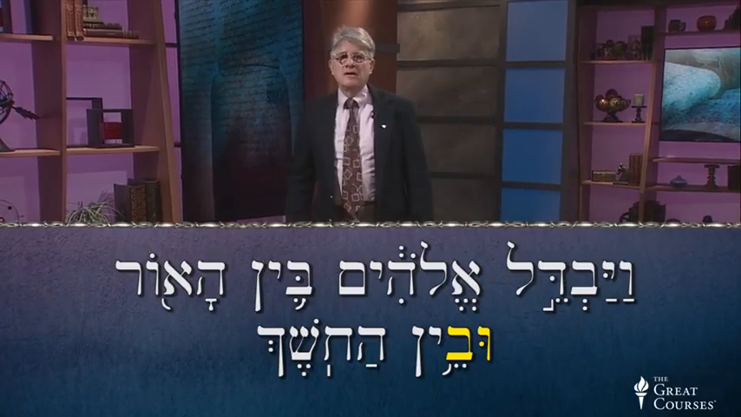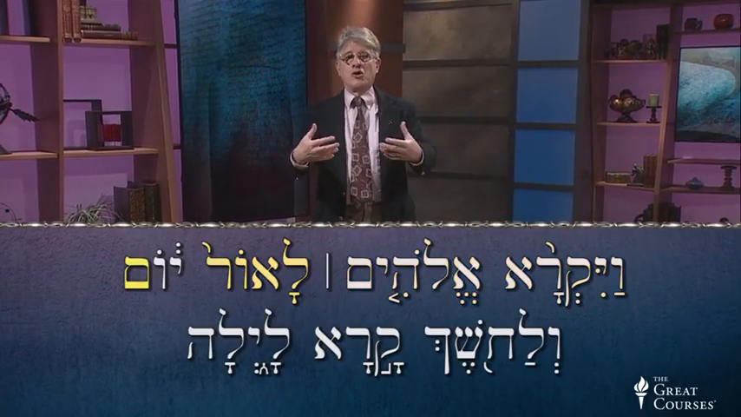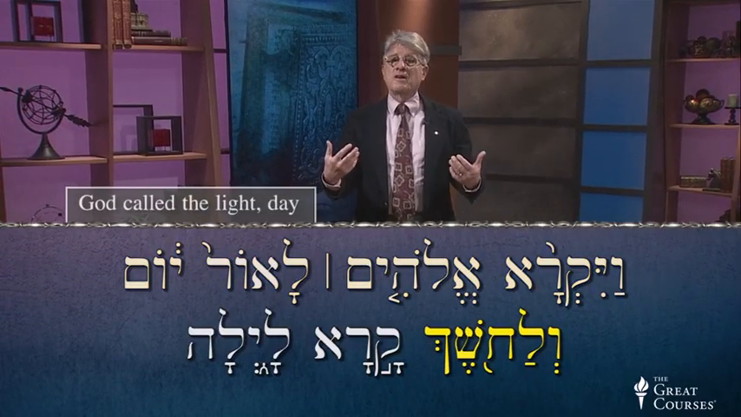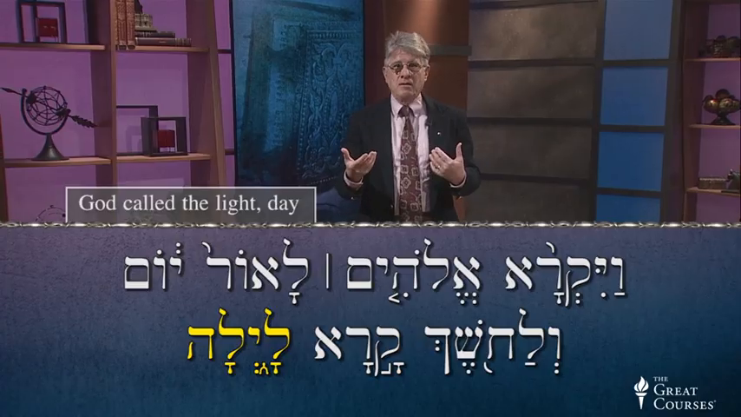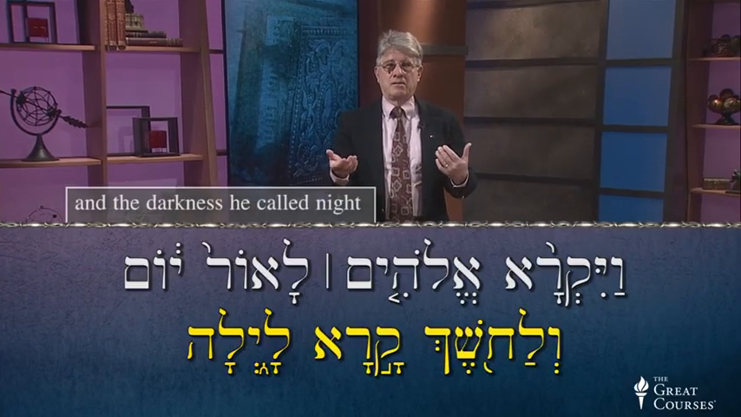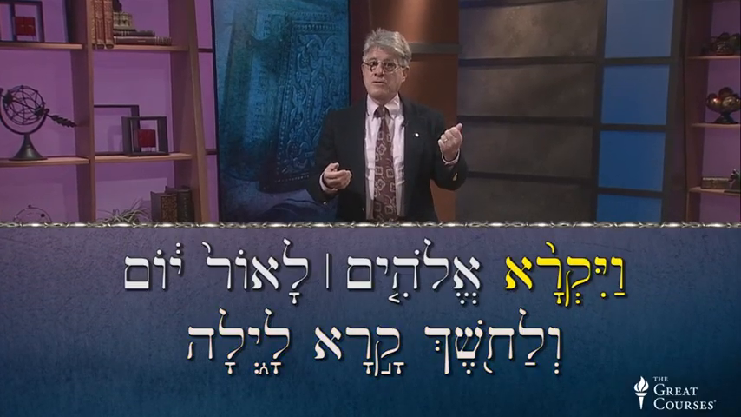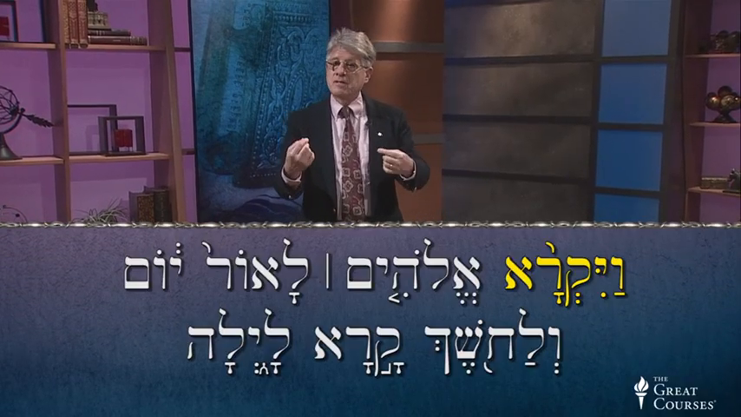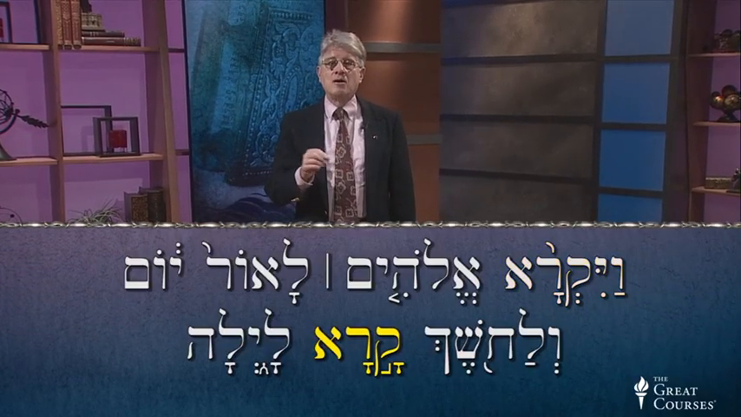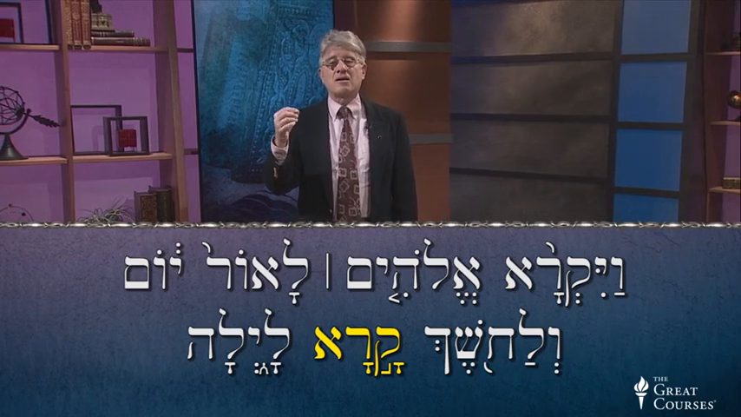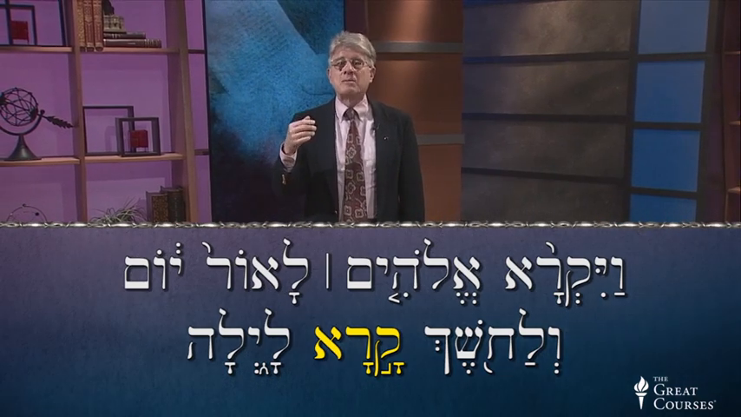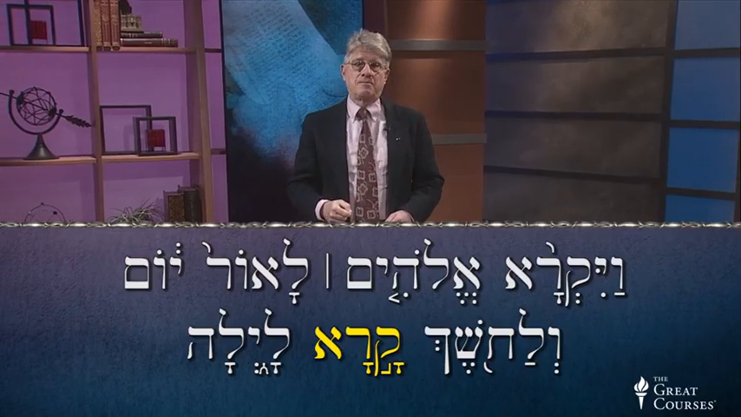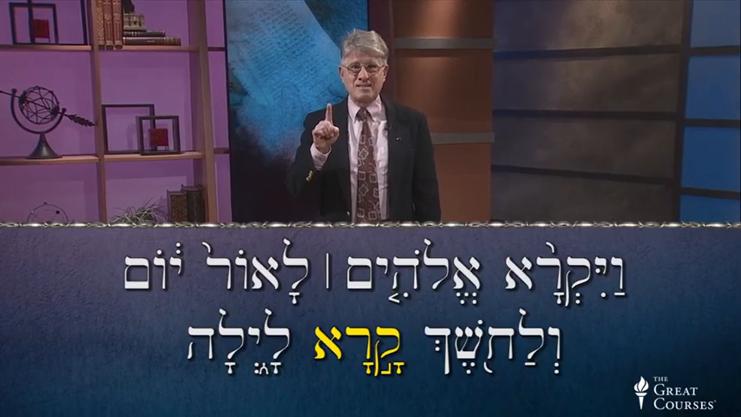What next? Vayikra Elohim laor yom, God called the light day, velachoshech kara laila, and the darkness he called night. Vayikra first, because when he named light, that was the next thing he did. But the second time it's just kara, a perfect and not a converted imperfect, because that didn't happen next, it happened simultaneously. What did happen next?